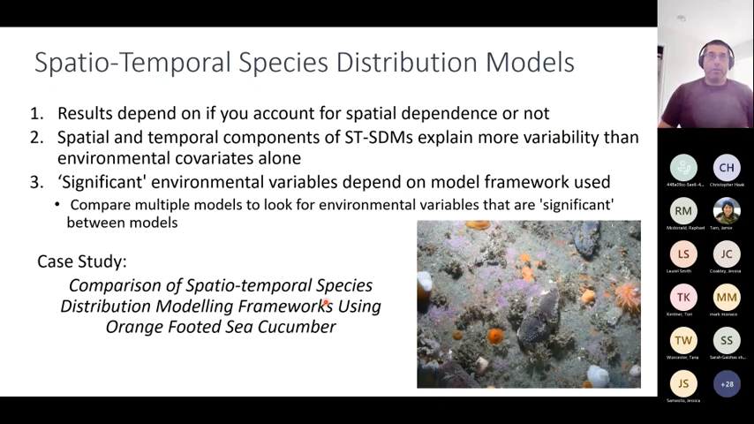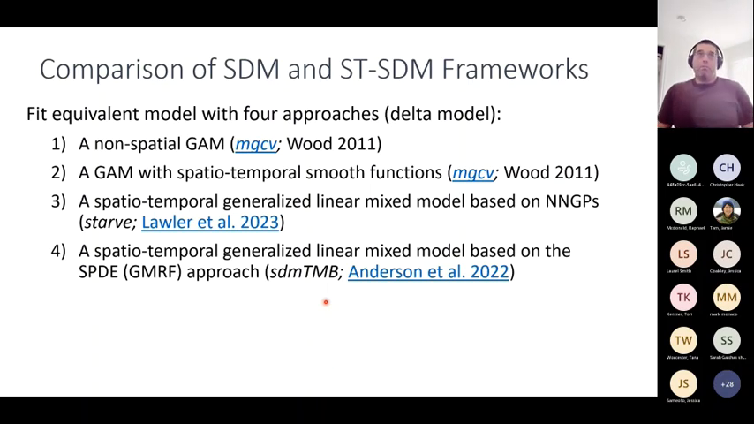And so the case study I'll show you that kind of hammers home these 3 points is a species distribution modeling that we've done for orange-footed sea cucumber on the Scotian Shelf. We fit equivalent models to the same environmental terms with smooths using 4 approaches, and they're in a delta model as well. So we had a non-spatial GAM, we had a GAM with spatial temporal smooth functions, we had a spatial temporal generalized linear mixed model using nearest neighbor Gaussian processes. Ethan's going to talk about this in about 3 slides when I finish.